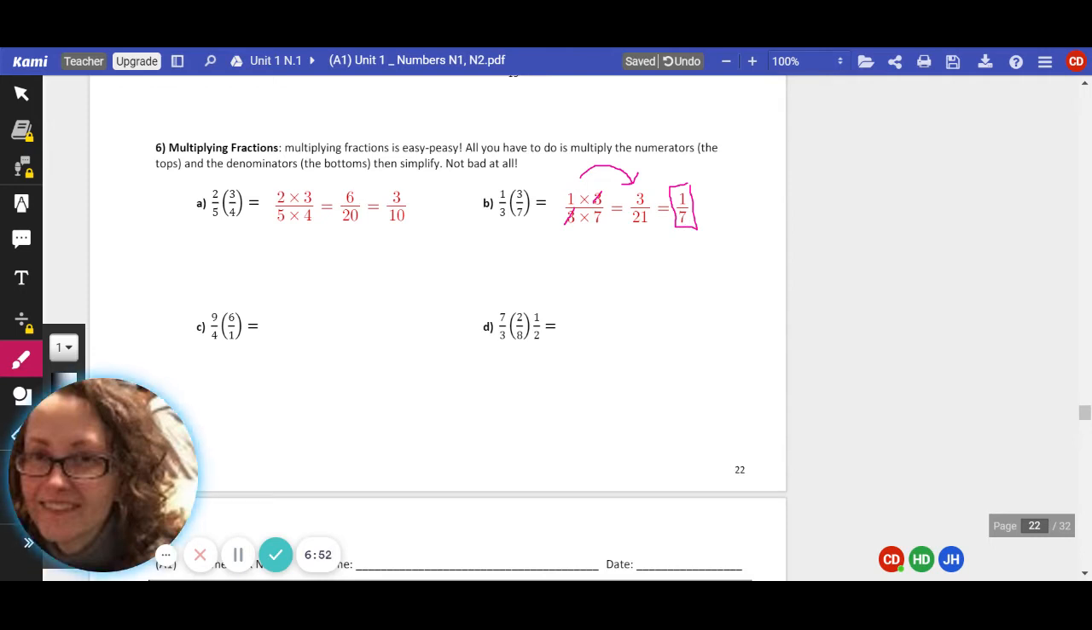It's important to note, in order to use this shortcut of canceling out the 3's, a few things must happen. We must only have multiplication between the two fractions, and one of the common numbers must be on the top and one must be on the bottom, just like we had here. Try the rest of question number 6 at the end of this video.